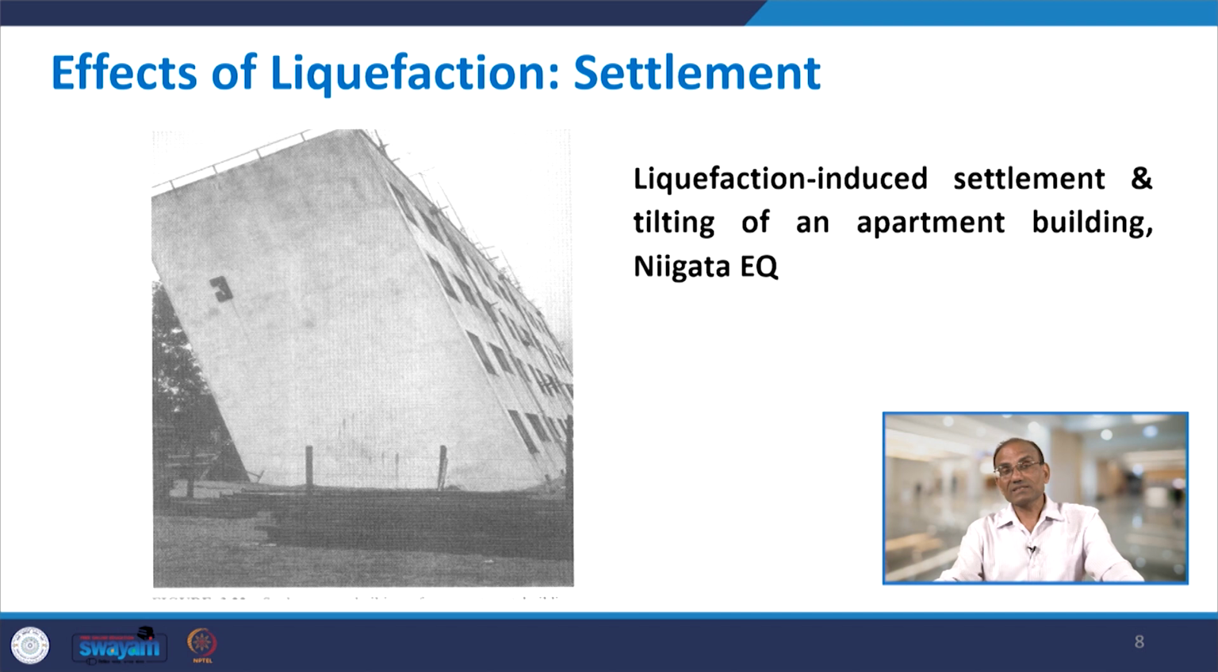Now, coming to some of the effects of liquefaction induced settlement in past earthquakes. This figure is from the 1964 Niigata earthquake, where a building tilted. This is liquefaction induced settlement, showing tilting of an apartment building in the 1964 Niigata earthquake.